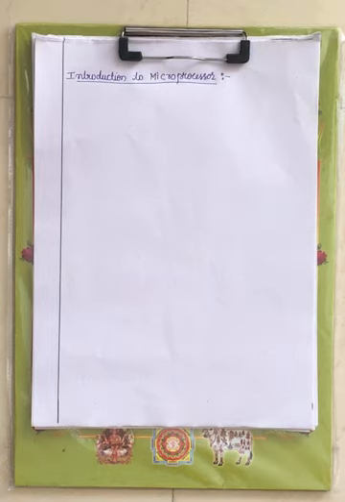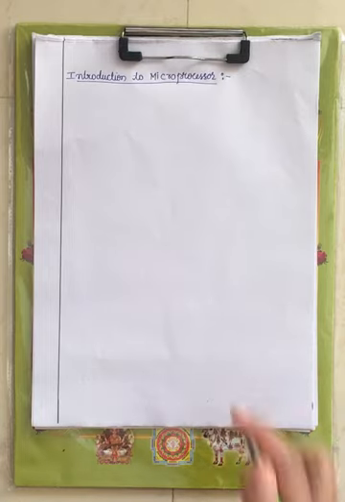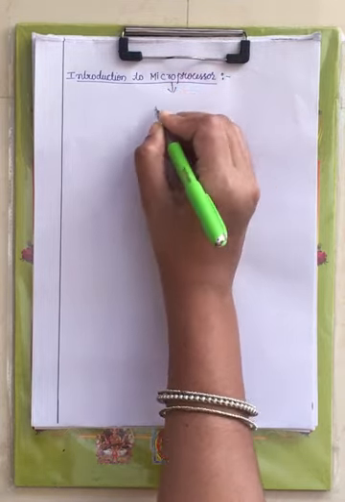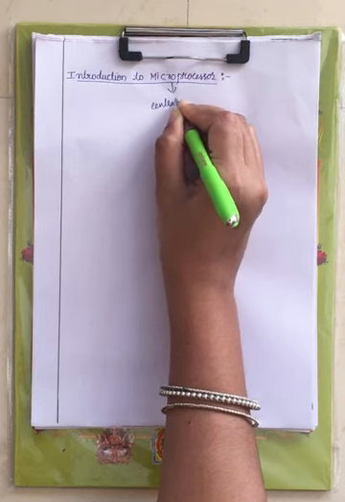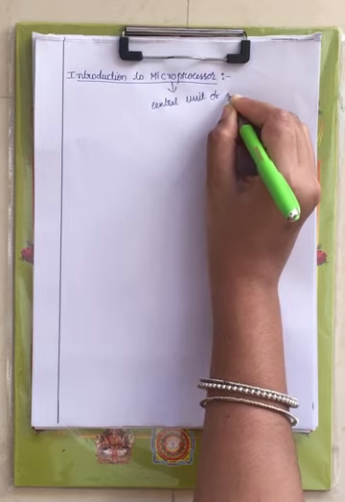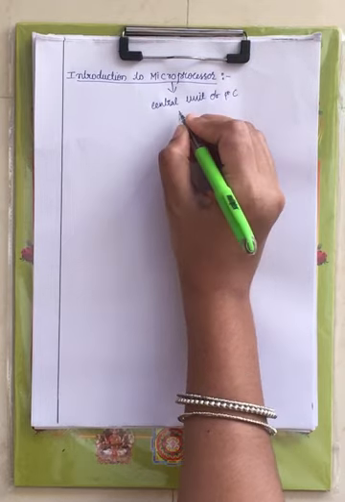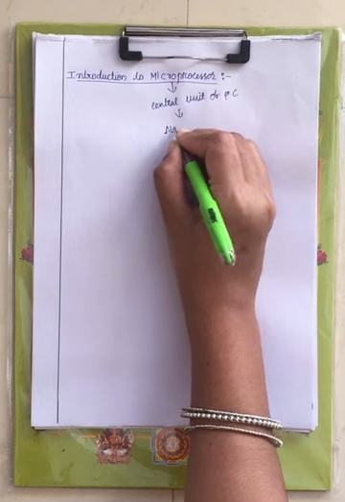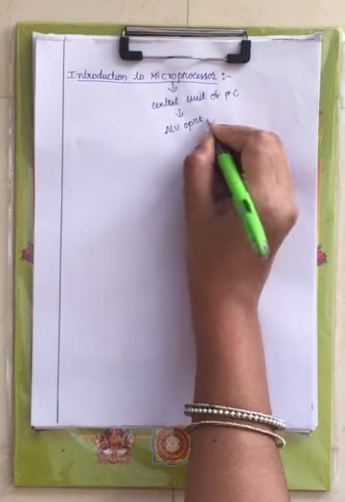Now what is meant by microprocessor? The micro indicates small. The processor processes something. The microprocessor is nothing but the central unit of the computer. It performs ALU operations. This is the central unit. Microprocessor is the central unit of a PC, nothing but your computer. It will perform ALU operations.